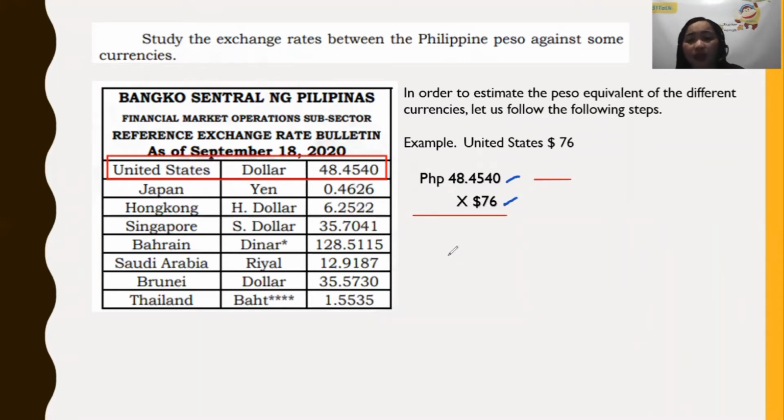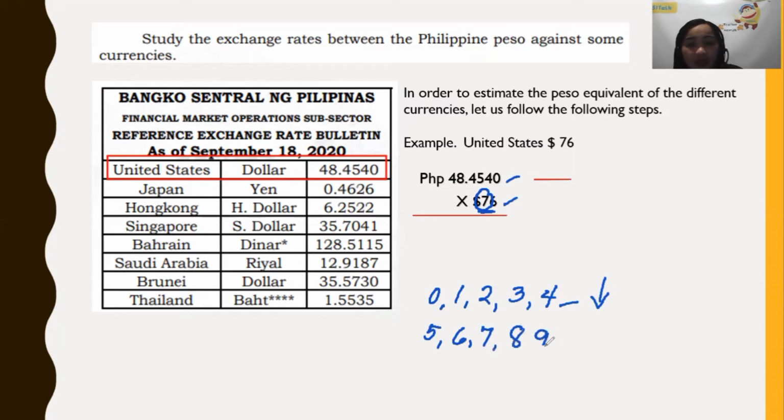And if we are to multiply or if we are to get the estimated product of this number, whole number should be rounded off to the highest place value, and that is 7. Paano nga tayo mag-round if the preceding digit of the digit to be rounded are 0, 1, 2, 3, 4, and that is round down. Retain the number to be rounded. Kung ang katabi naman niya ay 5, 6, 7, 8, 9, that is round up. Ibig sabihin, mag-a-add ka ng 1 sa digit na ira-round mo.